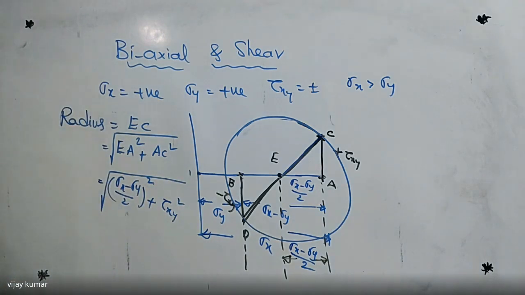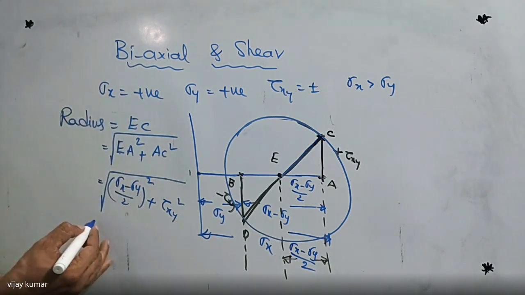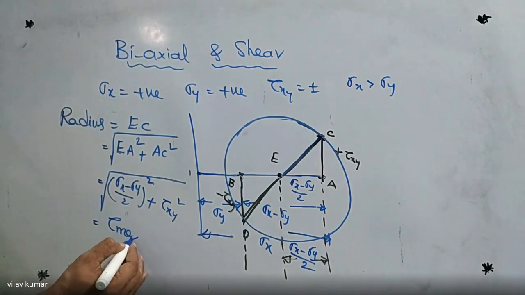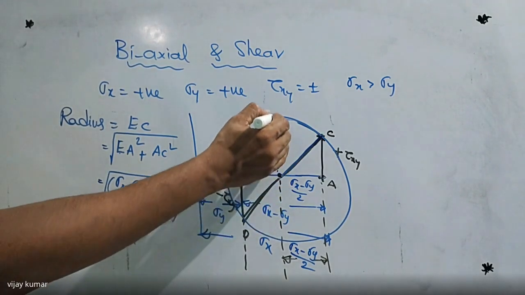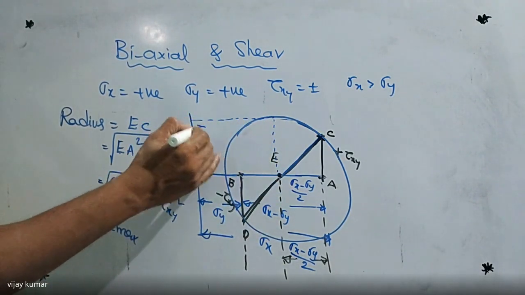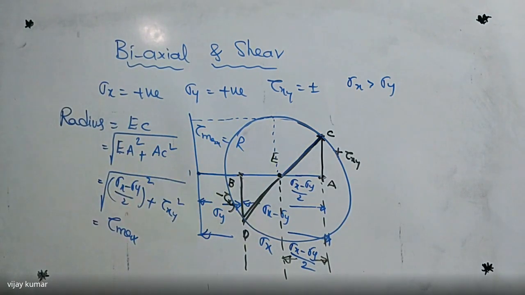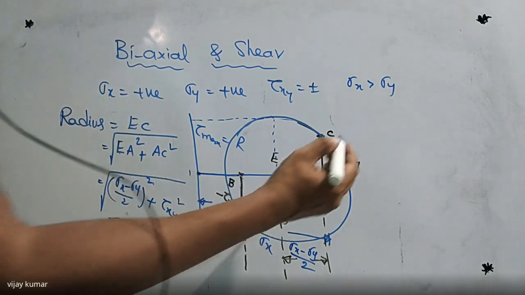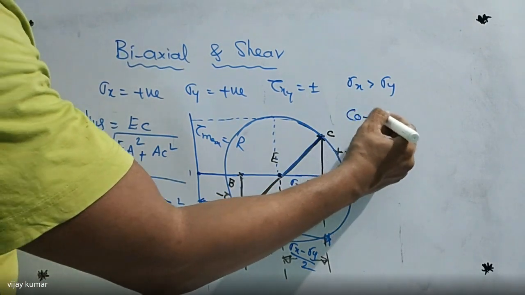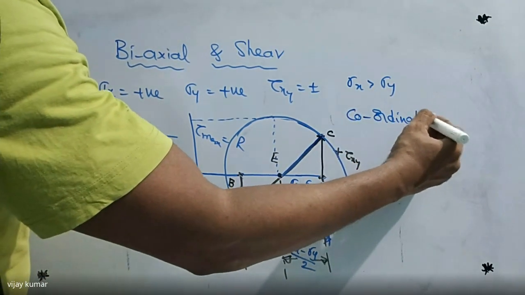So first of all, we have to learn how to draw the Mohr circle. After that, we know how to find the radius of the Mohr circle. It is also equal to tau maximum. This is the tau maximum value, and it is also equal to the radius. Now, how to find the coordinates of the circle? Here, I want to find the coordinates of the circle.